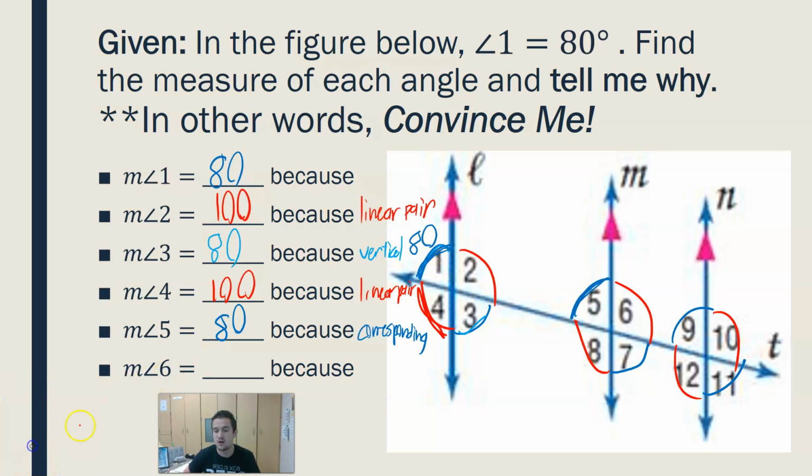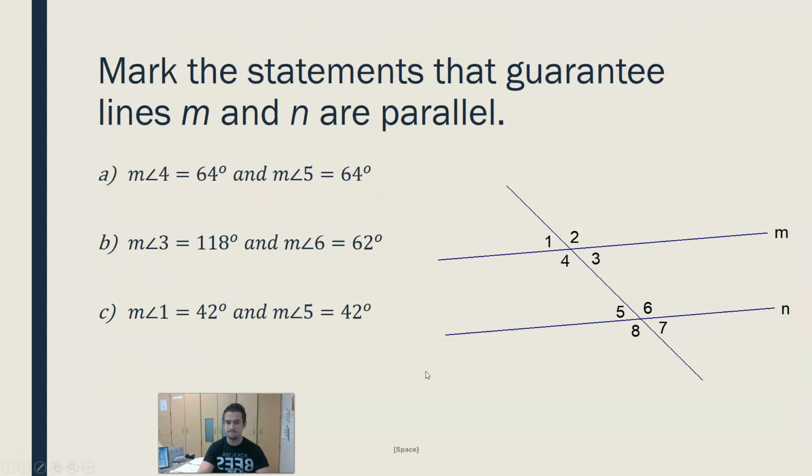And then the measure of angle 6 is going to be 100 degrees because angle 5 and angle 6 here are a linear pair. It's not the only way that I could prove all of those things. But I want to drill this into you, how you can find the measure of all these different angles in parallel lines based on these relationships that we've talked about.